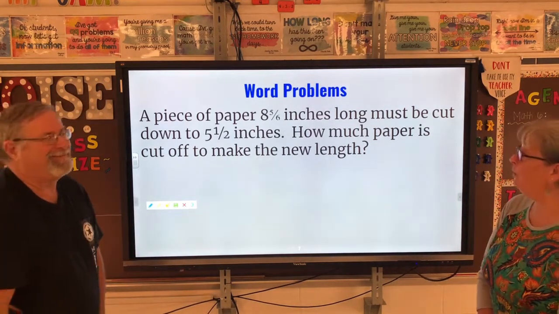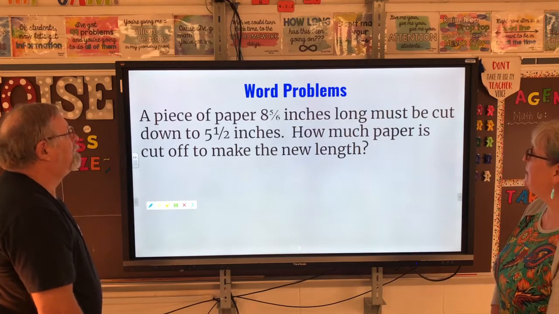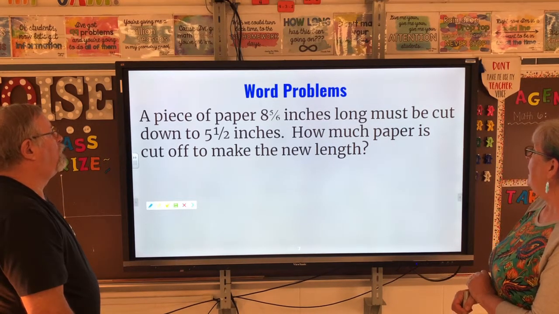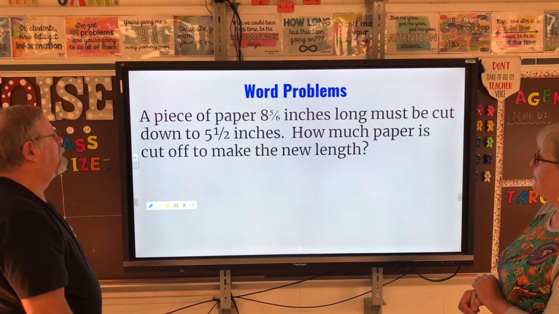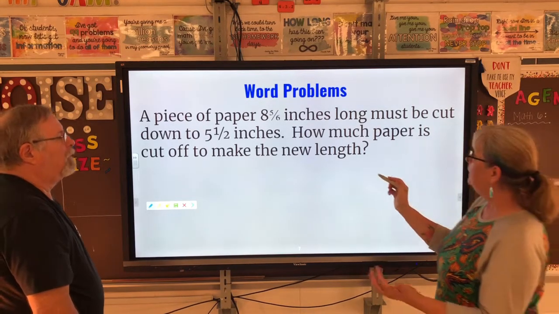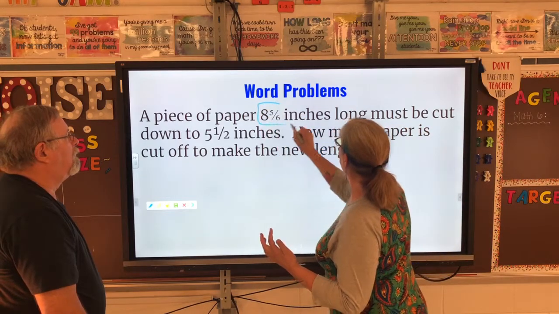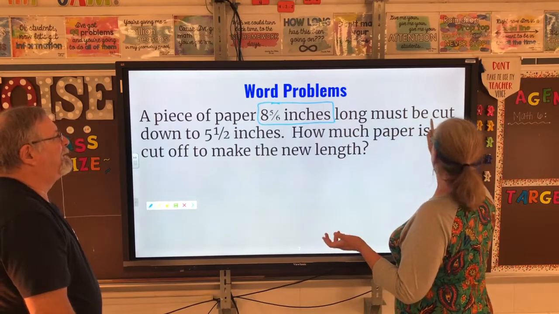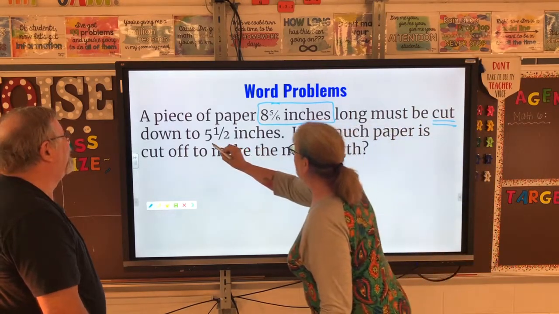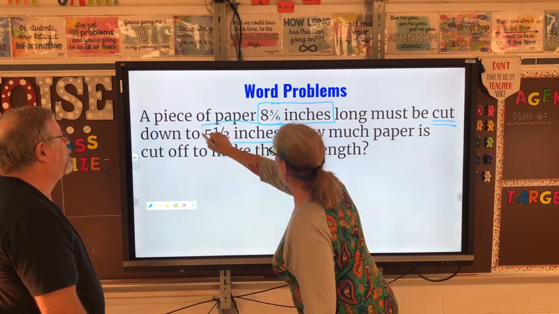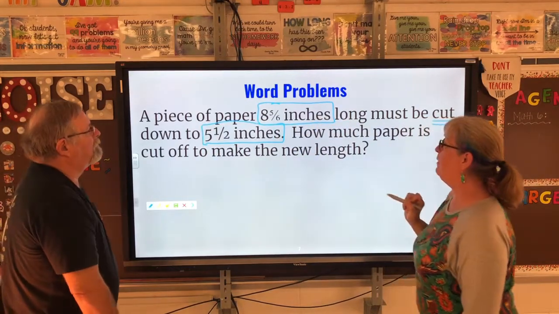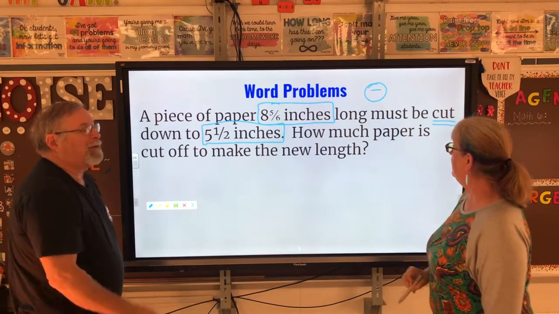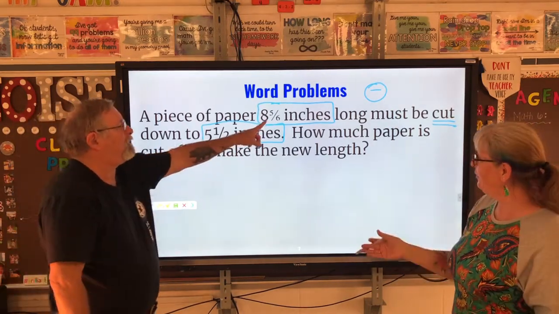A piece of paper, 8 5/6 inches long, must be cut down to 5½ inches. How much paper is cut off to make the new length? Okay, so I've got this number associated, 8 5/6. It must be cut. So I know I'm gonna take something away from it, cut down to that amount, 5½ inches. So this is going to be a subtraction problem. Because we're finding the difference between this side there and this side.